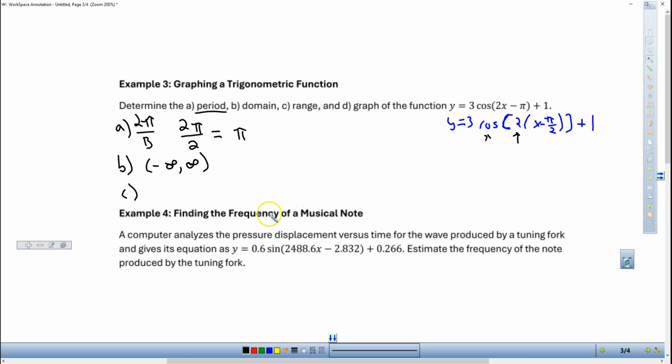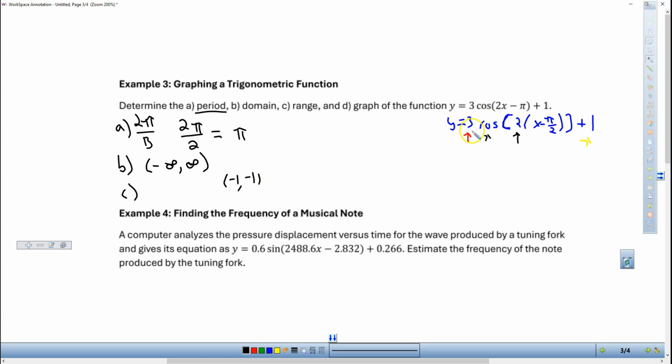Now, it is a basic cosine function. Remember, the basic cosine function is simply going to have a range from plus or minus 1. However, because we have an amplitude right here, and we also have a shift, we're going to have to use those and factor them into this. So again, remember our basic cosine function is going to go from negative 1 to 1.